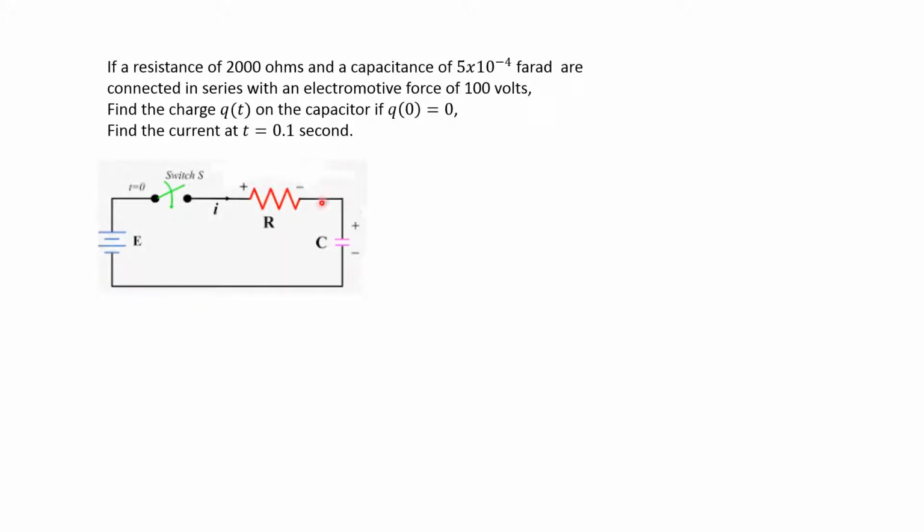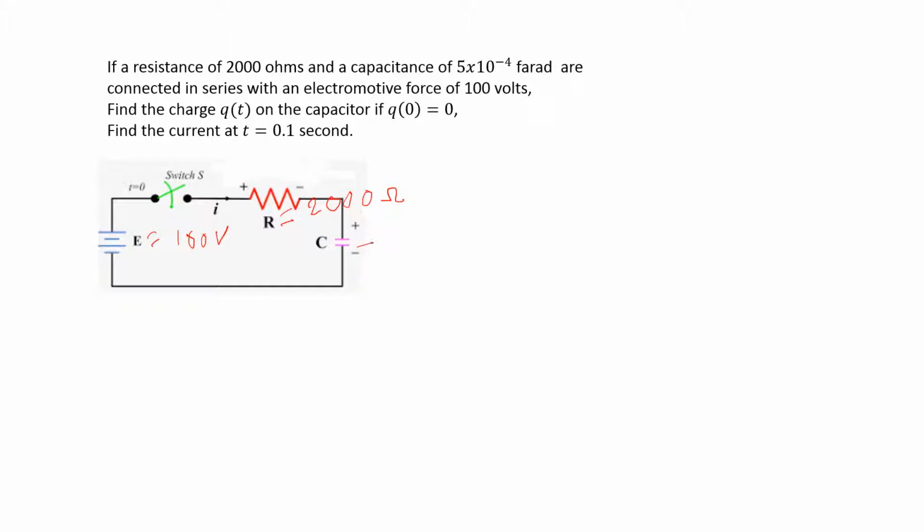Okay, here is the diagram for a series RC circuit. So you're given E as 100 volts. That is 100 volts. Okay, you're given the resistance as what? 2000 ohms.